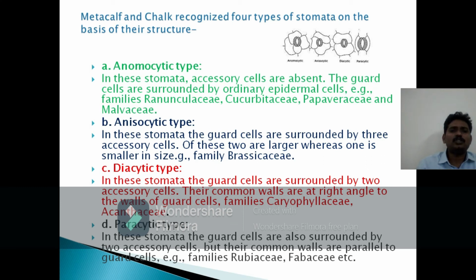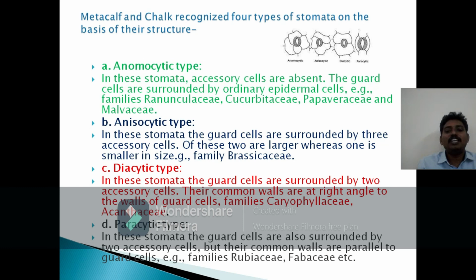The next one is the anisocytic type of stomata. In this type of stomata, guard cells are surrounded by 3 accessory cells. When we look at the second diagram above the photograph, we could find the anisocytic type of stomata. Anisocytic stomata are found in the family Brassicaceae.